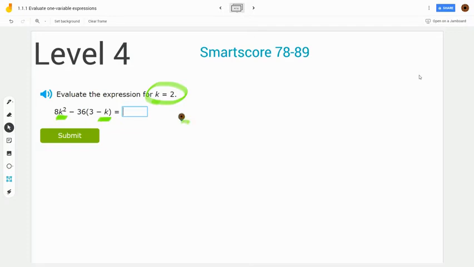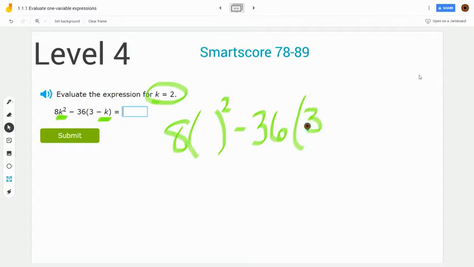So 8 parentheses 2, exponent of 2, minus 36 parentheses. Now remember, this means that 36 is being multiplied since there's no symbol there. If you'd like, you could put a little dot there to show that it's multiplication. Minus, and then some unknown number. But of course, in this case, we do know the number, which is 2.